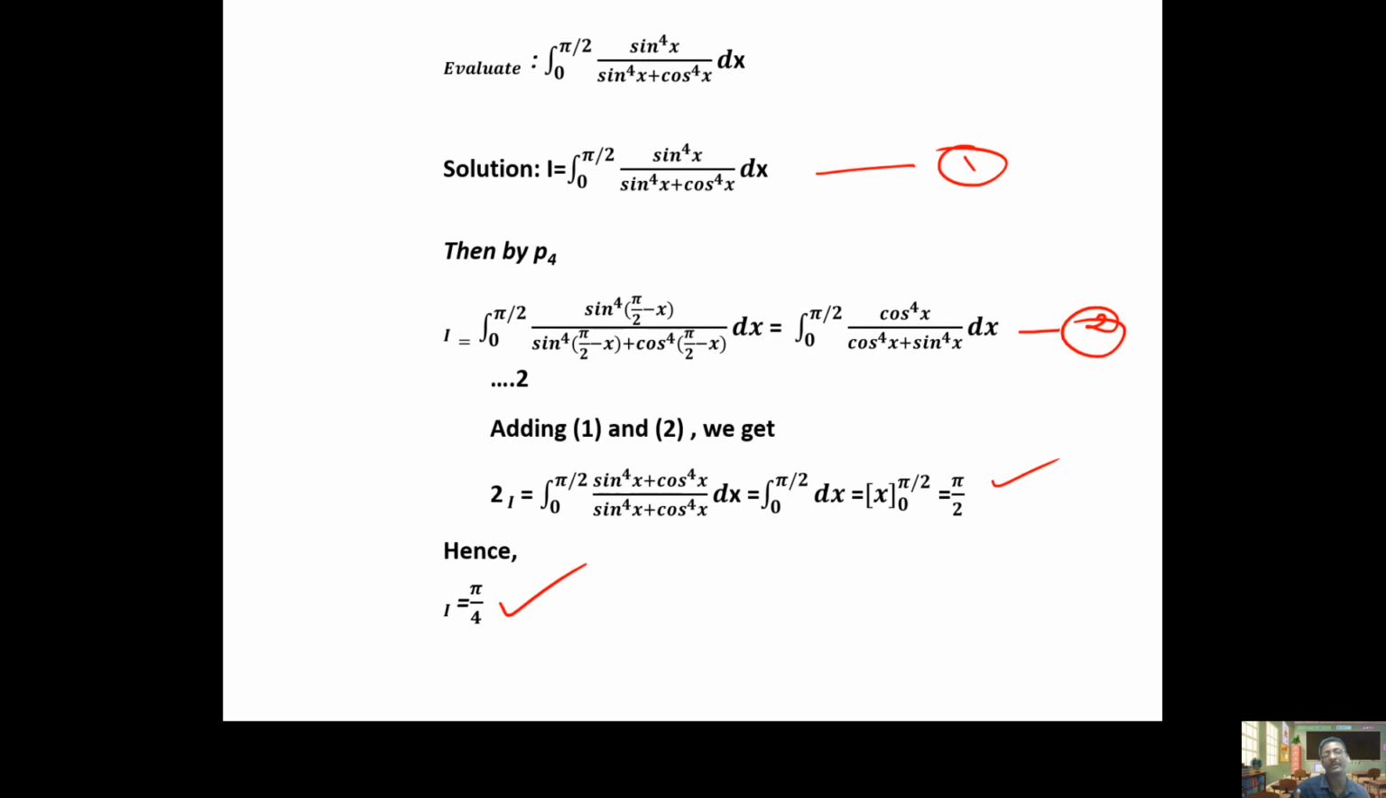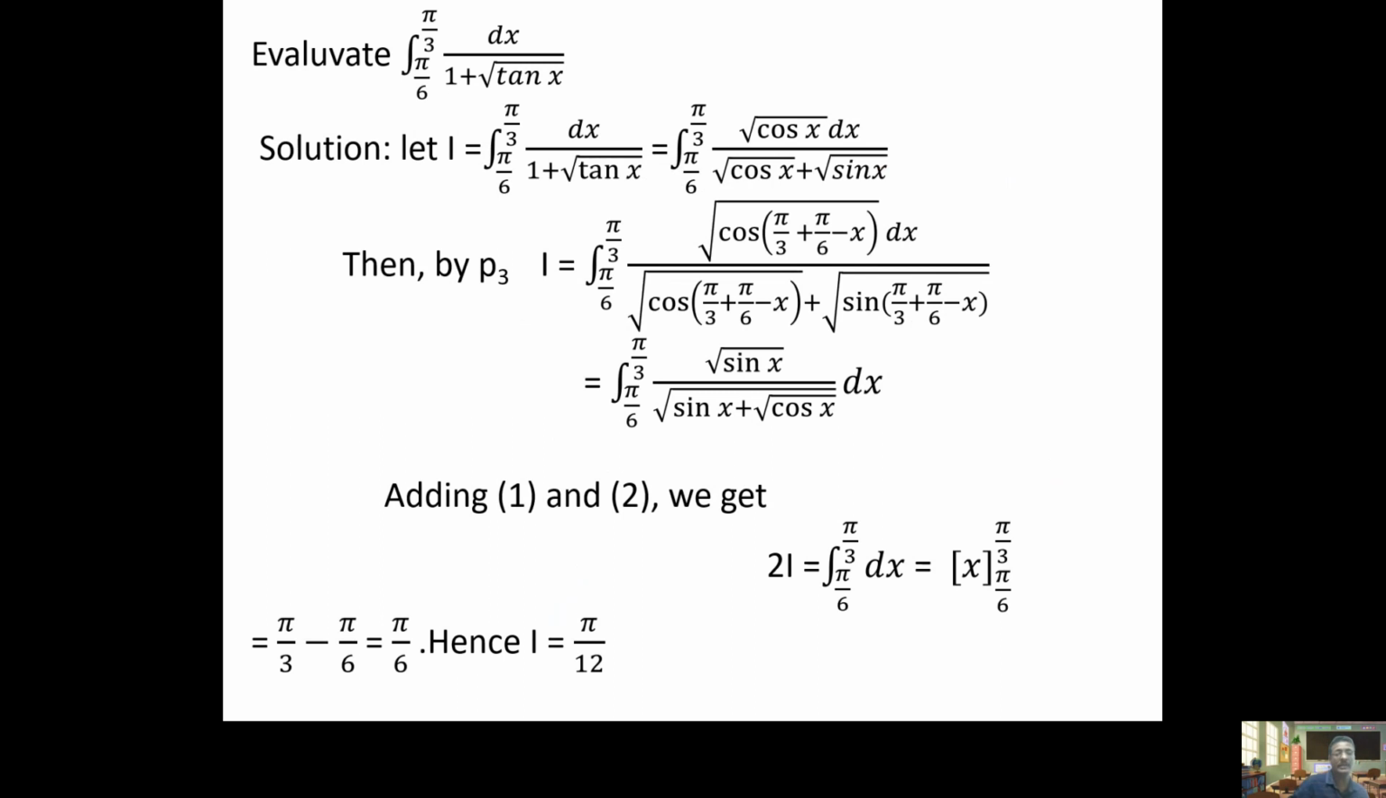Never forget that this I you should write. Otherwise, everybody will write 2I is equal to pi by 2 only, not I is equal to pi by 4. So remember that. And next question.